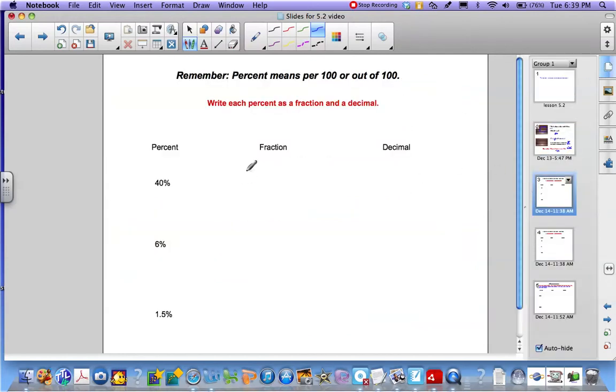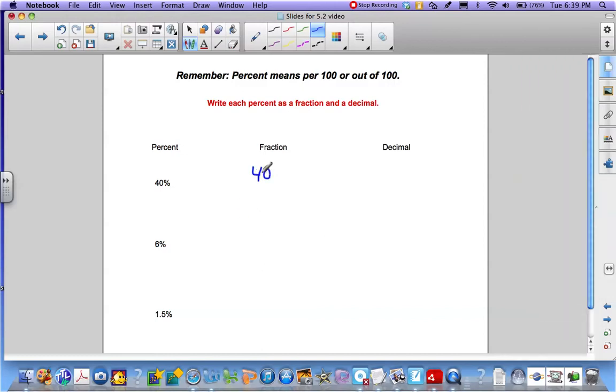Okay, so 40%, you want to write it as a fraction. Percent means per 100. It's 40 hundredths. As a decimal, you have to go to the hundredths place, 40 hundredths. 6% is 6 per 100. Okay, I've got to be a little careful with this one. You're going to the hundredths place. You have to end in the hundredths place, so we'll put the 0 there. That's 6 hundredths. If you did it this way, that would be 60 hundredths.